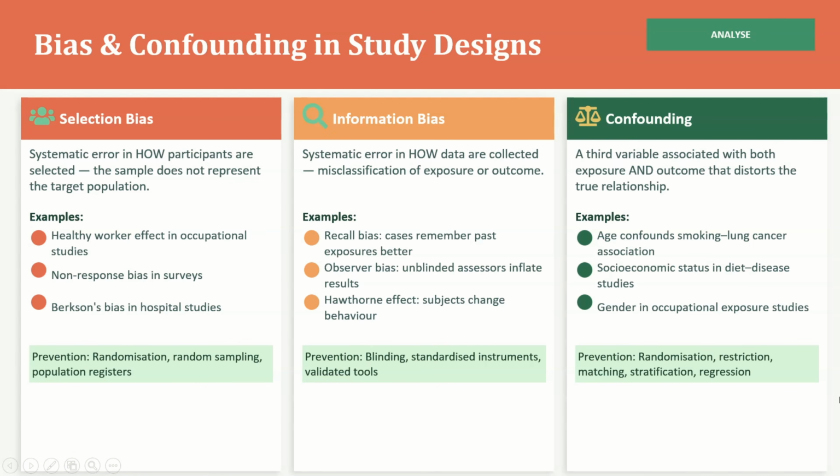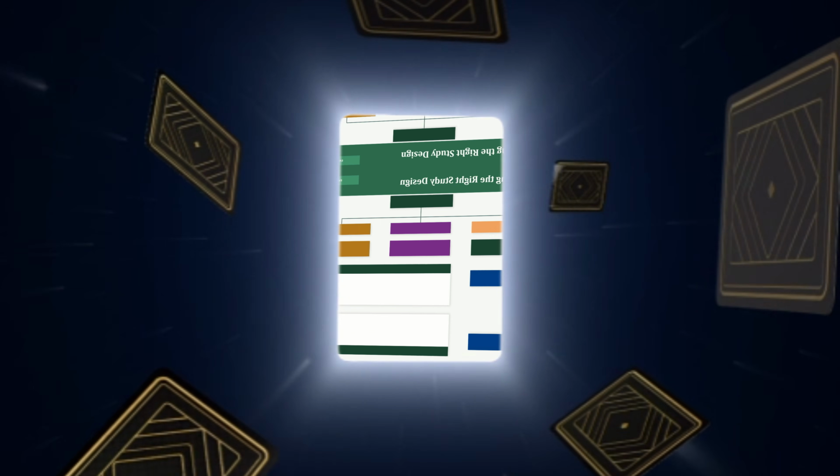Finally, two types of validity. Internal validity: was the study done correctly? No major mistakes inside the study. External validity: can we apply these results to other people, other hospitals, other countries? A study can be perfect inside but useless outside. And a study can be useful outside but badly done inside. You need both.